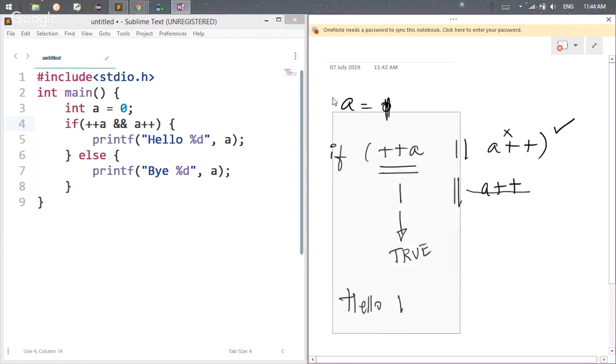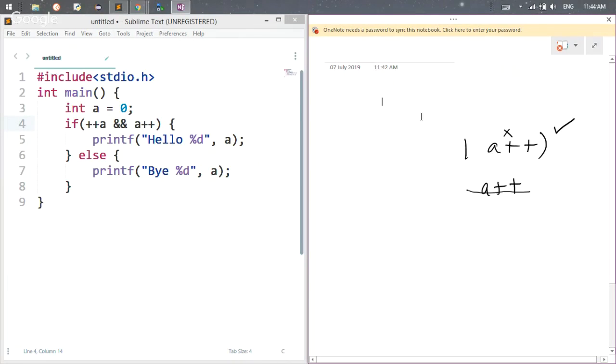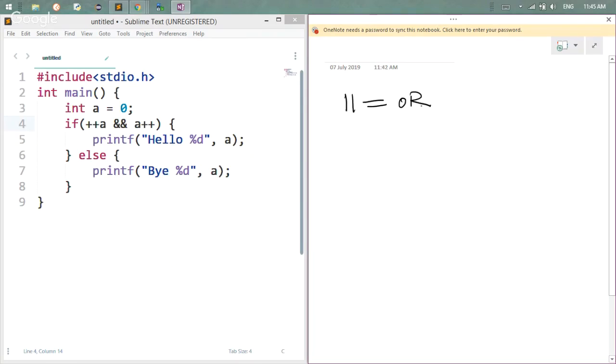Guys, can you please now tell me what will be the output of my question? My question is on the left side. So please take a look at the question and then answer. I have changed OR operator to AND operator. Please note down this, guys. This is OR operator. Two pipe symbol is OR operator. Two ampersand symbol is AND operator.